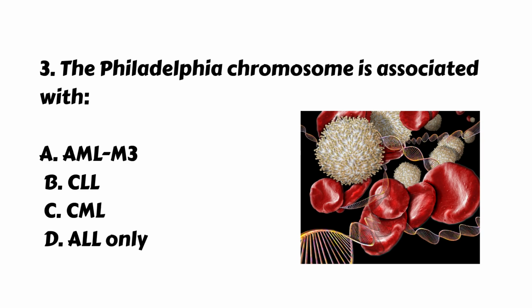3. The Philadelphia chromosome is associated with A. AML, B. CLL, C. CML, D. ALL only.